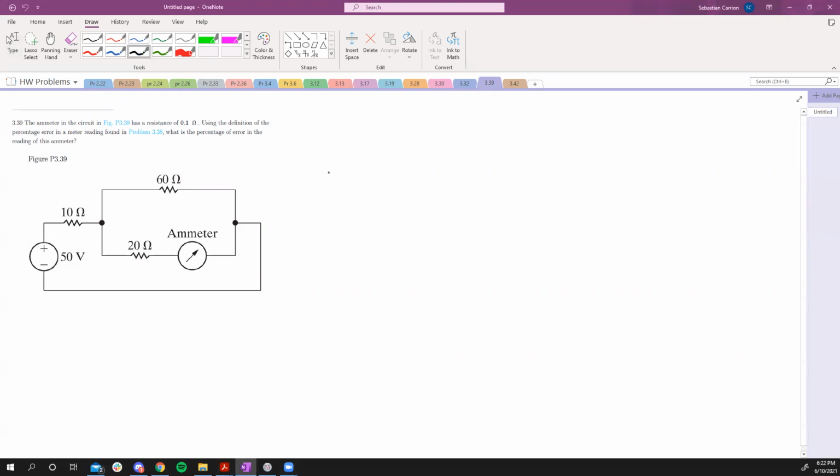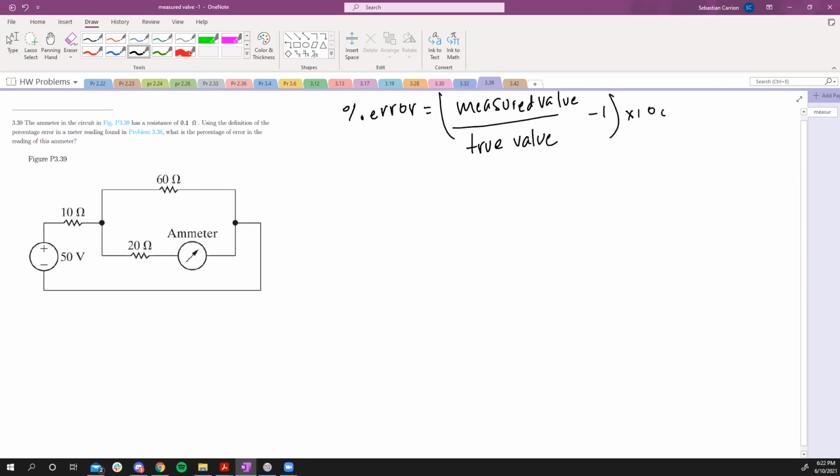We see that percentage error reading is this. It's going to be the measured value over the true value, minus 1, times 100. Yeah, so let's go ahead and find our measured value. We're going to account for the resistance of this ammeter, which is 0.1 ohms.